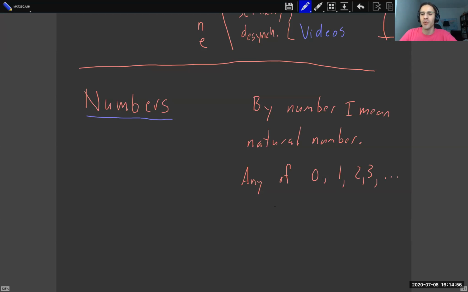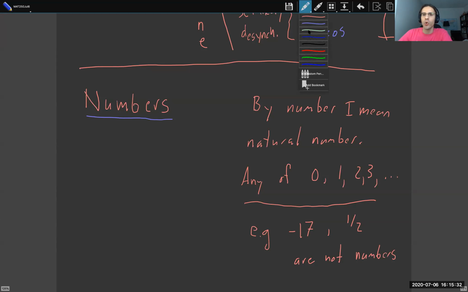Now, what does that mean? 1, 2, 3, and so on. It may be a bit vague, but from this, you can probably see that, for example, -17, negative numbers, and fractional numbers are not numbers. Or, well, they're not natural numbers. But when I say number, I always mean natural number, right? So what I've said right now, that the natural numbers are any of 0, 1, 2, 3, ... and -17 and 1/2 are not natural numbers, might tell you what I mean. Is anyone not clear what I mean by natural number? On a very surface level.